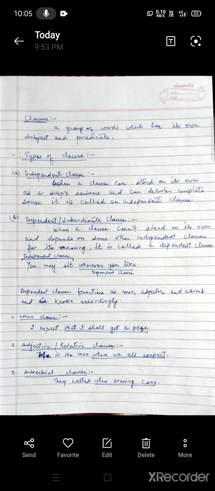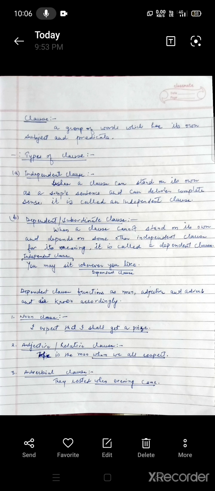Accordingly, we call them a noun clause, an adjective clause, or an adverbial clause. When the dependent clause in a complex sentence plays the role of a noun, we call it a noun clause. When it plays the role of an adjective, we call it an adjective clause, and when it plays the role of an adverb, we call it an adverbial clause. Okay, so let's see through examples.